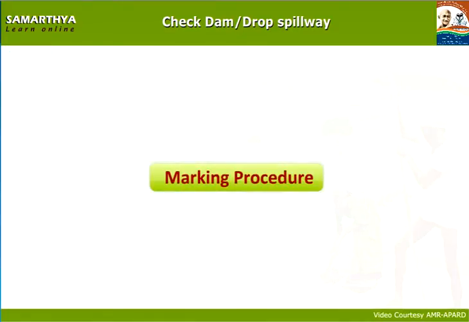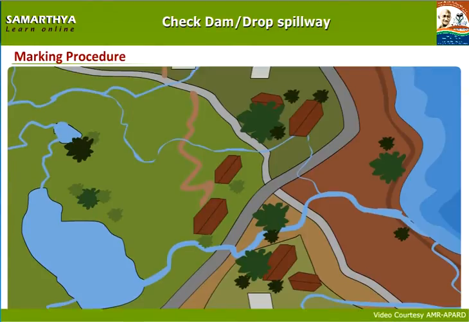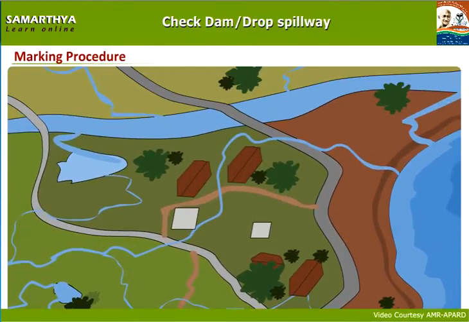Method of marking for the construction of check dam. First, establish water catchment area based on Survey of India's topo sheet map for constructing check dam. This is also referred to as a catchment area.